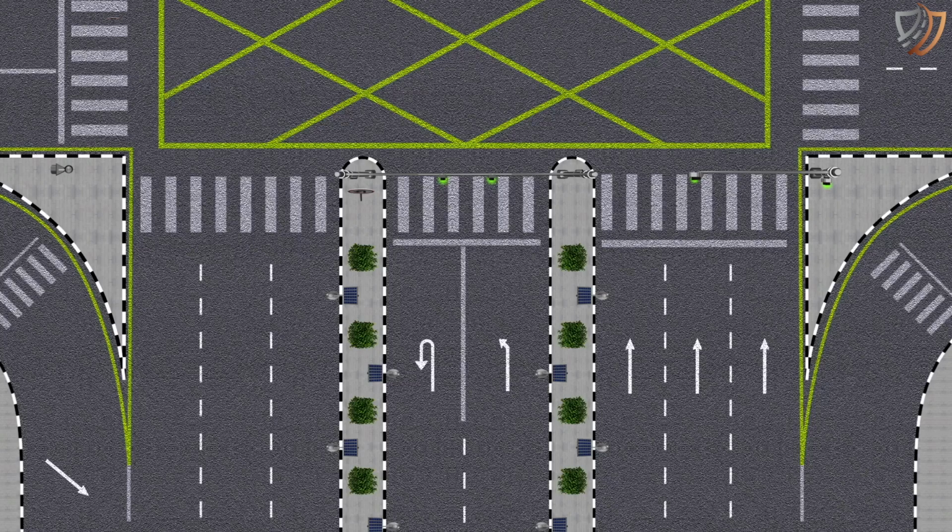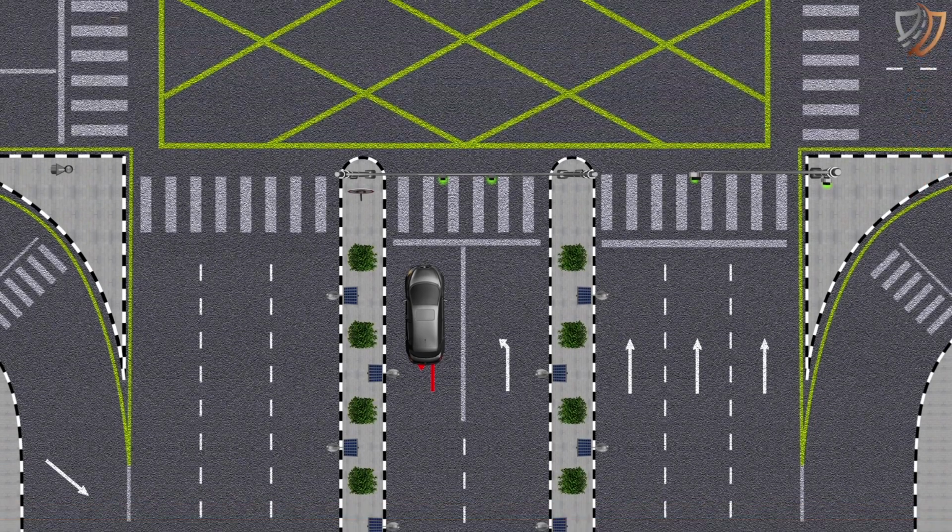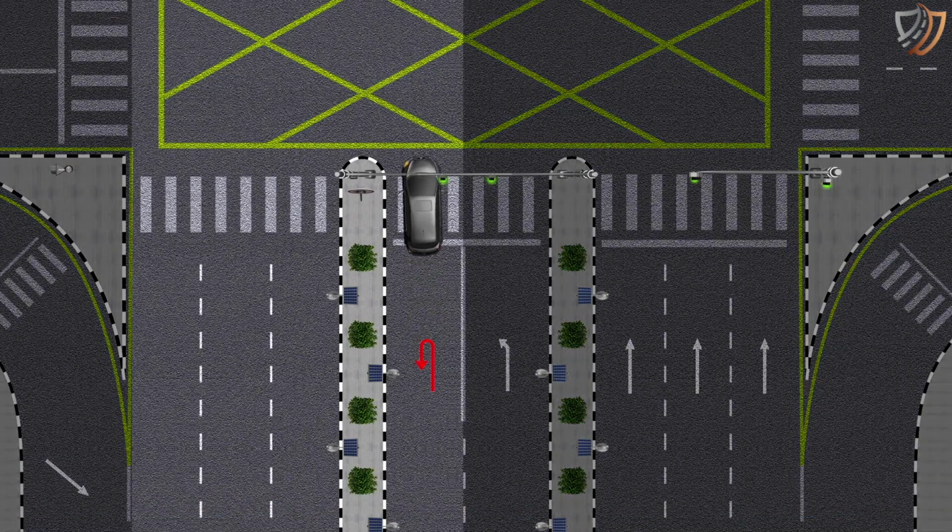Intersection U-turn. Another common U-turn is traffic light U-turn. This U-turn is made from the extreme left lane. Motorists must change lanes to reach to the extreme left lane. After entering the extreme left lane, follow the MSPSL routine and obey the traffic light to make a U-turn. Once the traffic light is green and exit is clear, complete the U-turn in the extreme right lane.